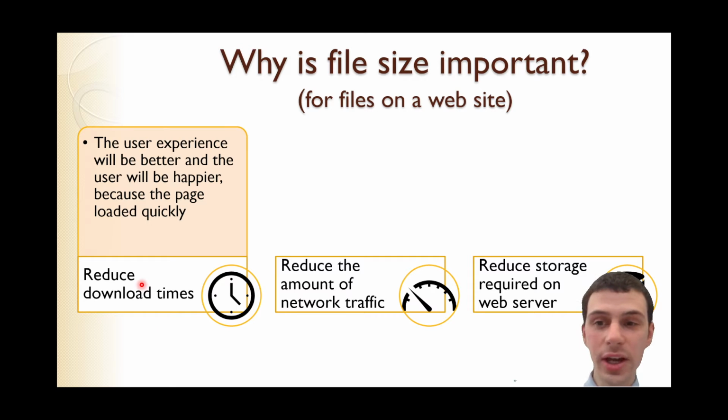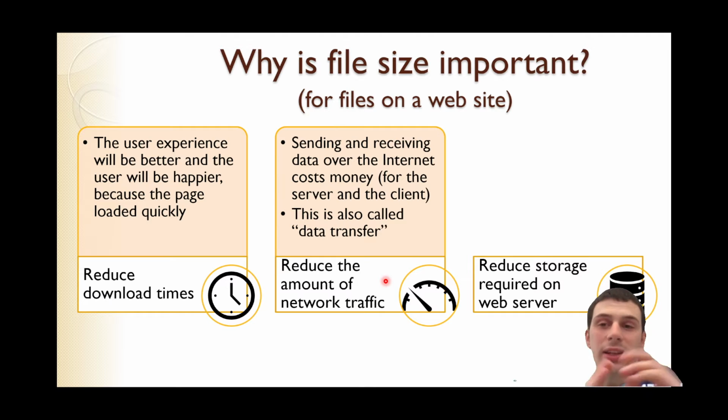We reduce the download times because the user experience will be better and the user will be happier if the page loads quickly. We also want to reduce the amount of network traffic. This is the amount of bytes that you're sending from your server, also called data transfer. And you might hear if you've got a 5 gigabyte mobile plan or a 100 gigabyte home internet plan, it's the amount of bytes that you can send per month.